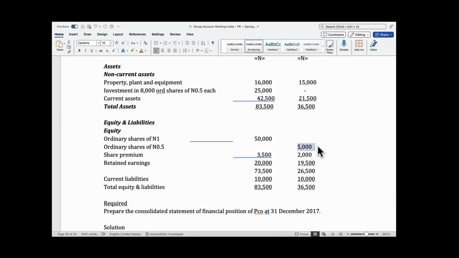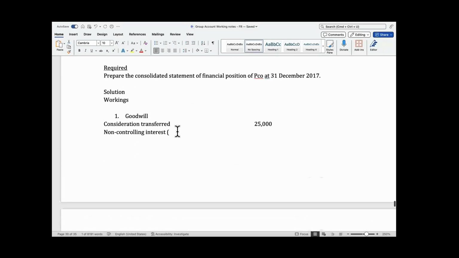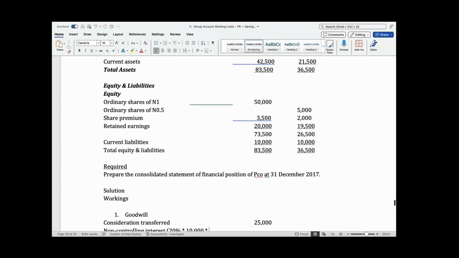How many shares does ESCO have? Who can tell me the number of shares ESCO has? It's 10,000. It's 50,000 divided by 0.5, that's the number of shares ESCO has. So out of that 10,000 shares, NCI has 20% of it. That gives me 2,000 shares.